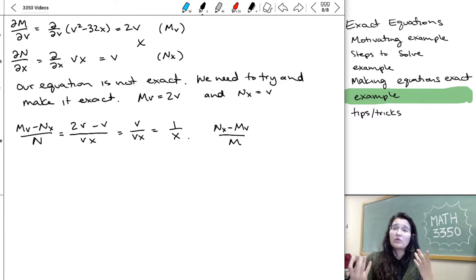So technically, if you were working on a problem, you could go ahead and stop, and proceed with this one, because it's going to work. I'm going to calculate the other one though, just so you can see what it looks like when it doesn't work.